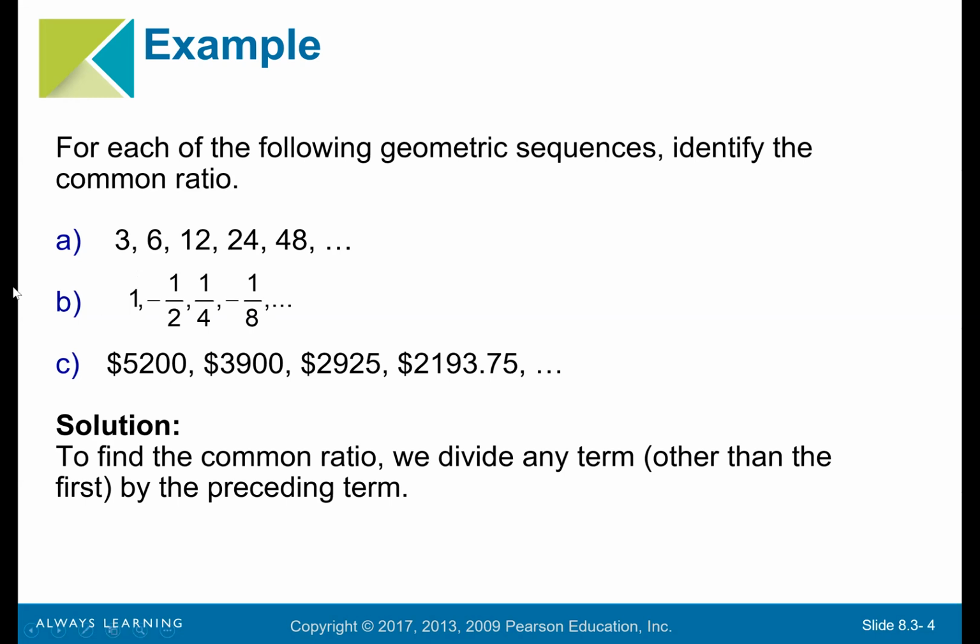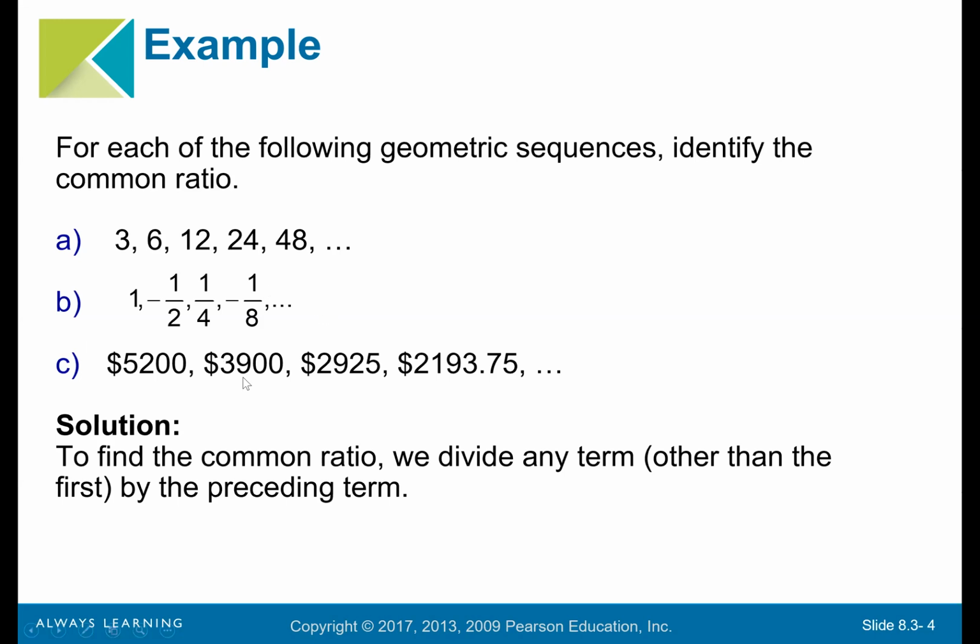Okay. In this money problem, we've got 5,200. These numbers are decreasing, but they're all positive. So that tells me that R is positive. So I would take 3,900 over 5,200, which would be 39 over 52, which reduces down to 3/4.